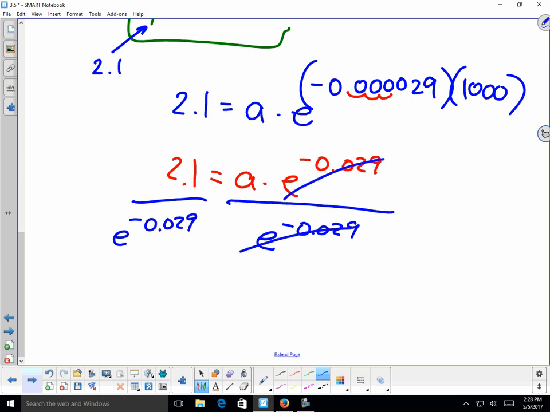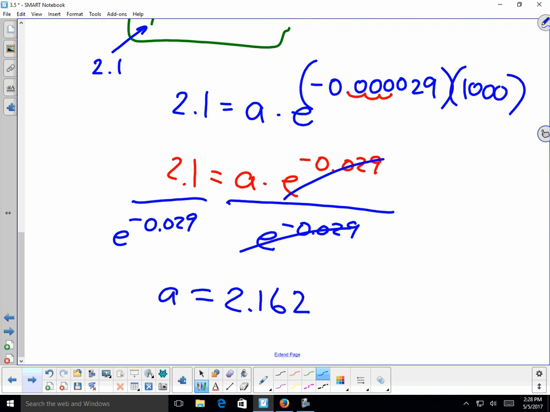So that divides out with that, and we get A equaling what? Give me like 3 decimal places. 2.162, round up. What is it, 2.162? Something like that. Okay, that looks right. Listen, it's not much higher than the amount remaining, which was what, 2.1? It's a little bit higher, and that makes sense because we only went 1,000 years into the future.